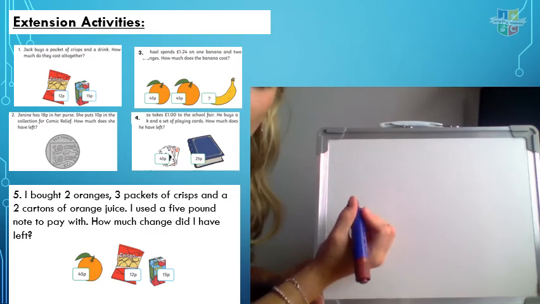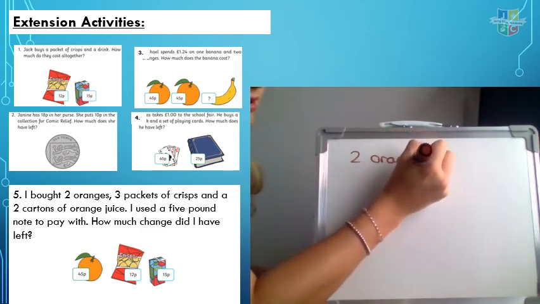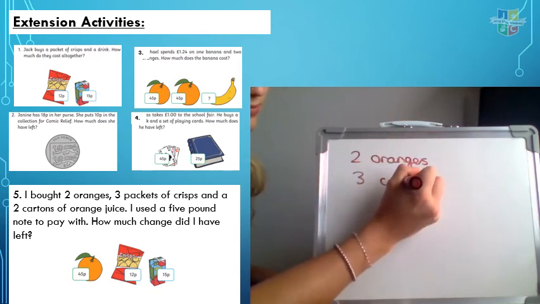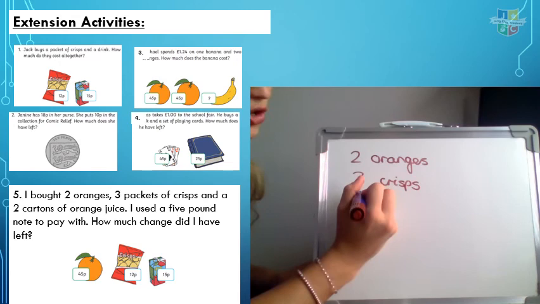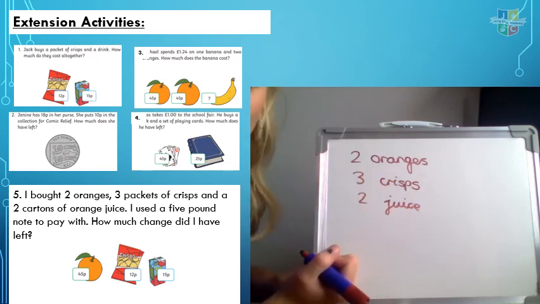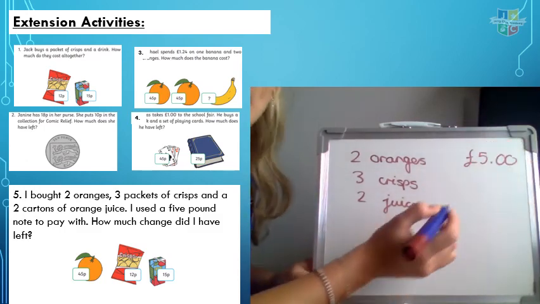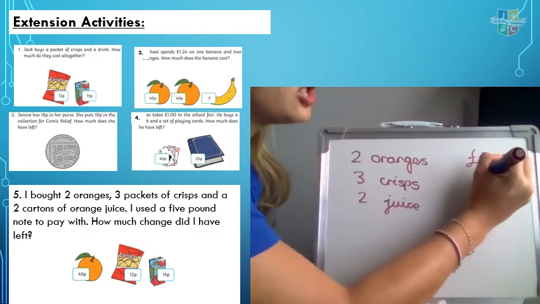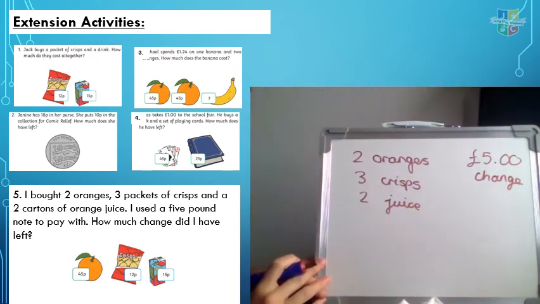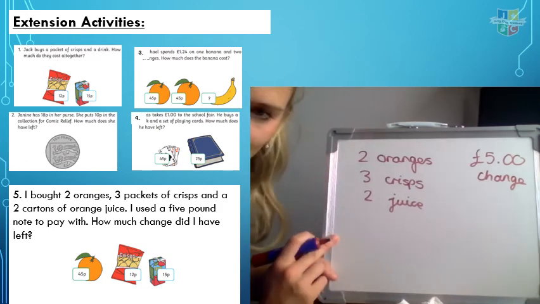Finally, number 5. So this time I bought 2 oranges, 3 packets of crisps and 2 cartons of juice. I used a £5 note to pay for it, and I want to know how much change I have left. So this is going to be a multi-step problem. So first of all, we need to work out what each of my items cost.